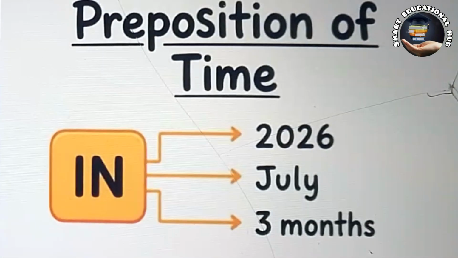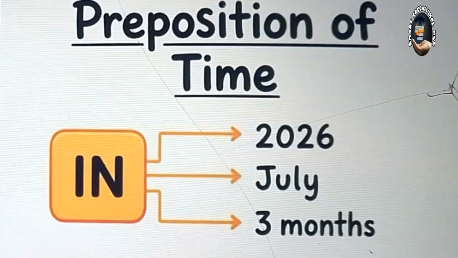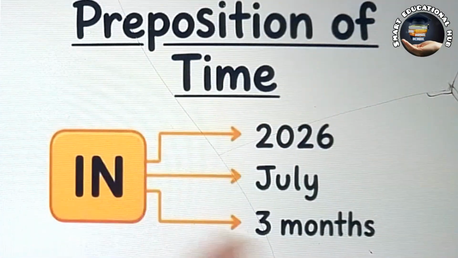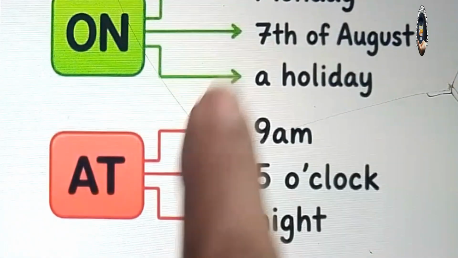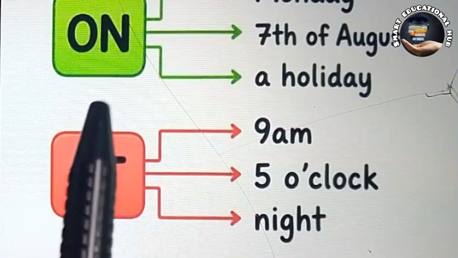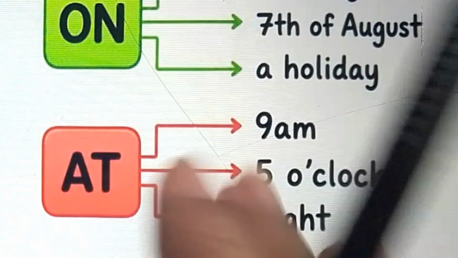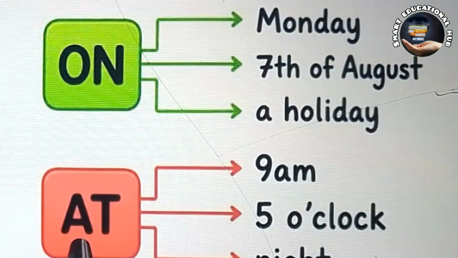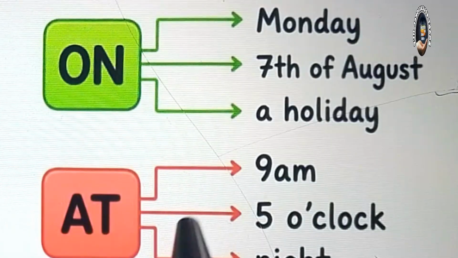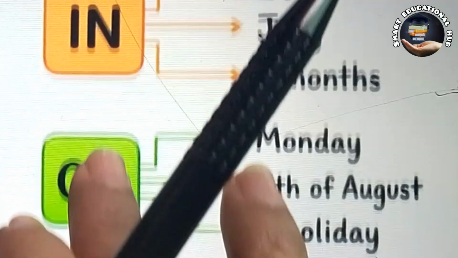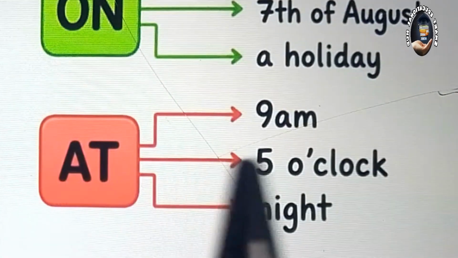Today we are going to learn one of the most important topics in English grammar, which is prepositions of time. In prepositions of time, we will study today in, on and at. Many English learners get confused about in, on and at, right? But don't worry. After watching this video, you will know exactly when to use in, on and at with lots of easy examples. So watch till the end and learn something new today.